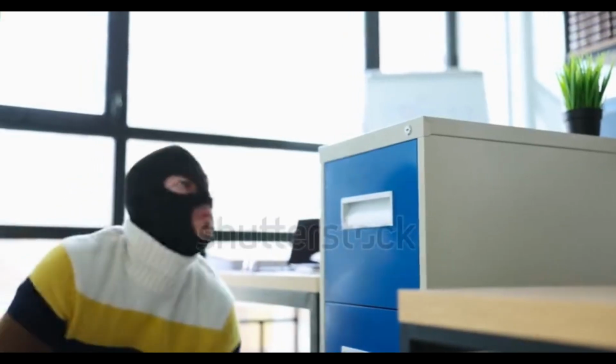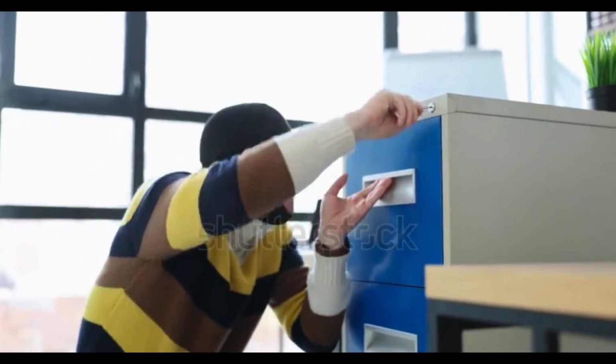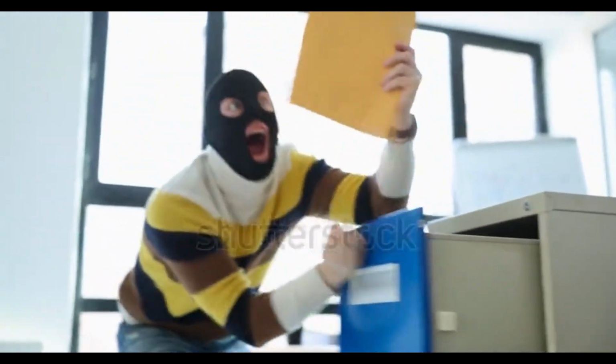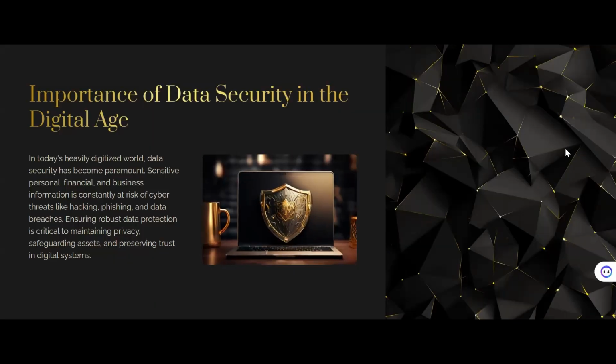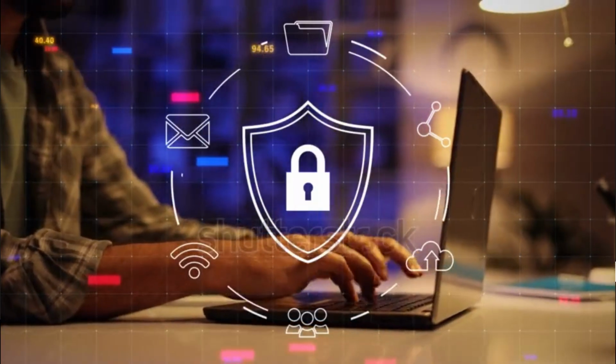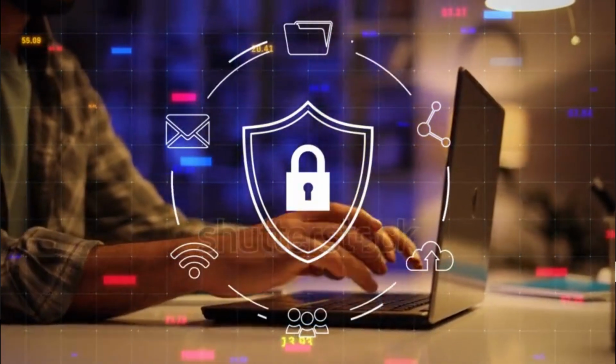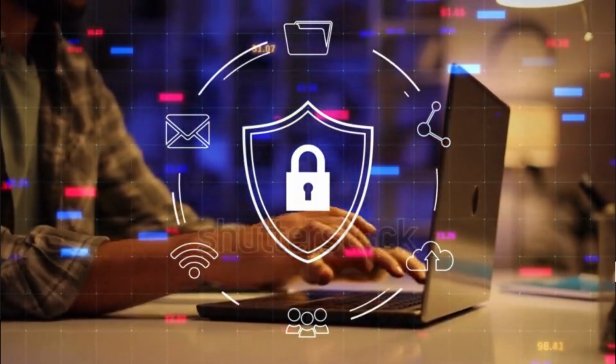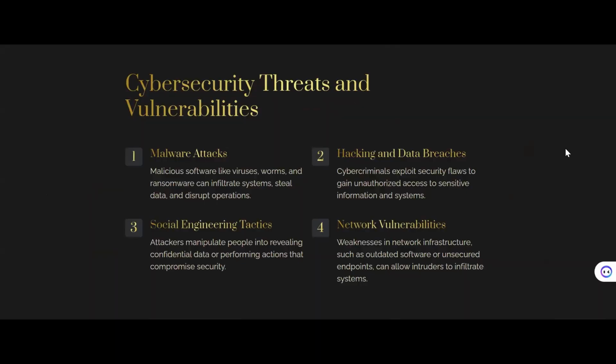So that is where this attack and defense game comes in. It plays a role there. Cybersecurity threats and vulnerabilities, as I said, are another part of it, where data security comes in. These are the things we have to be careful of: malware attacks, hacking and data breaches, social engineering tactics, network vulnerabilities. It all revolves around the data, right? If there is no data, these attacks wouldn't survive. They do it for the sake of data, basically.